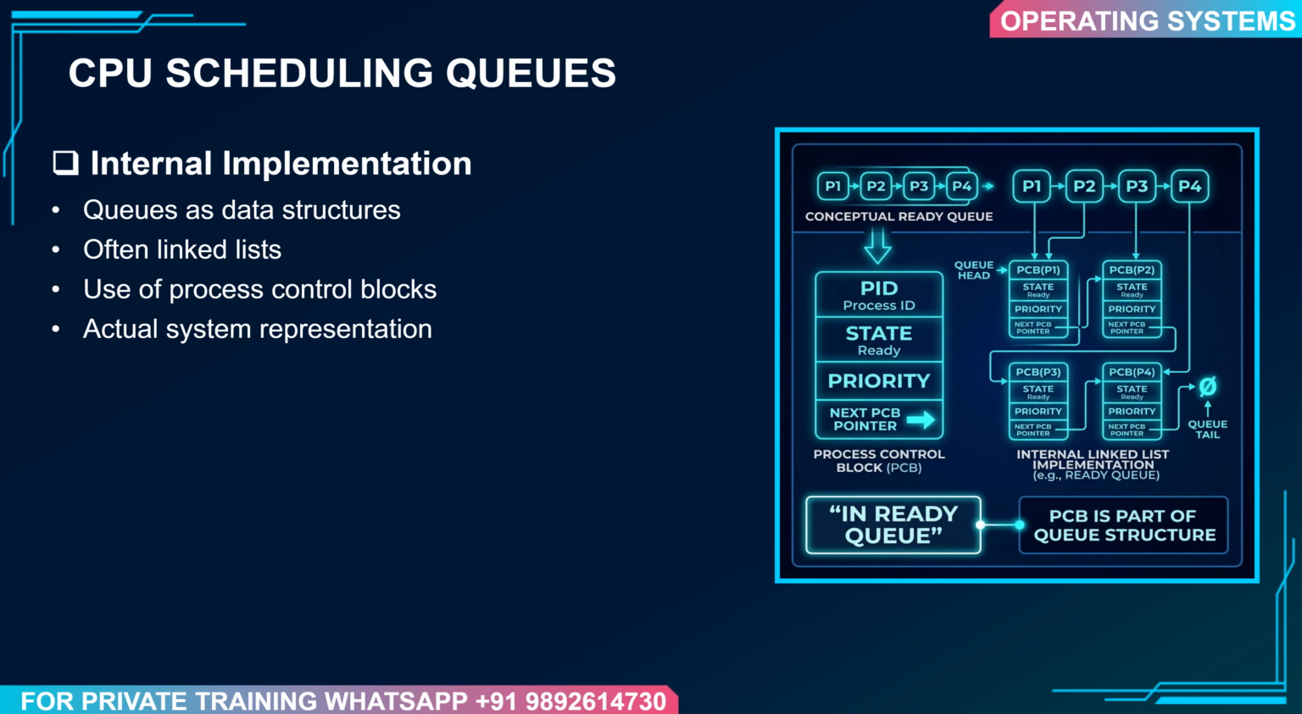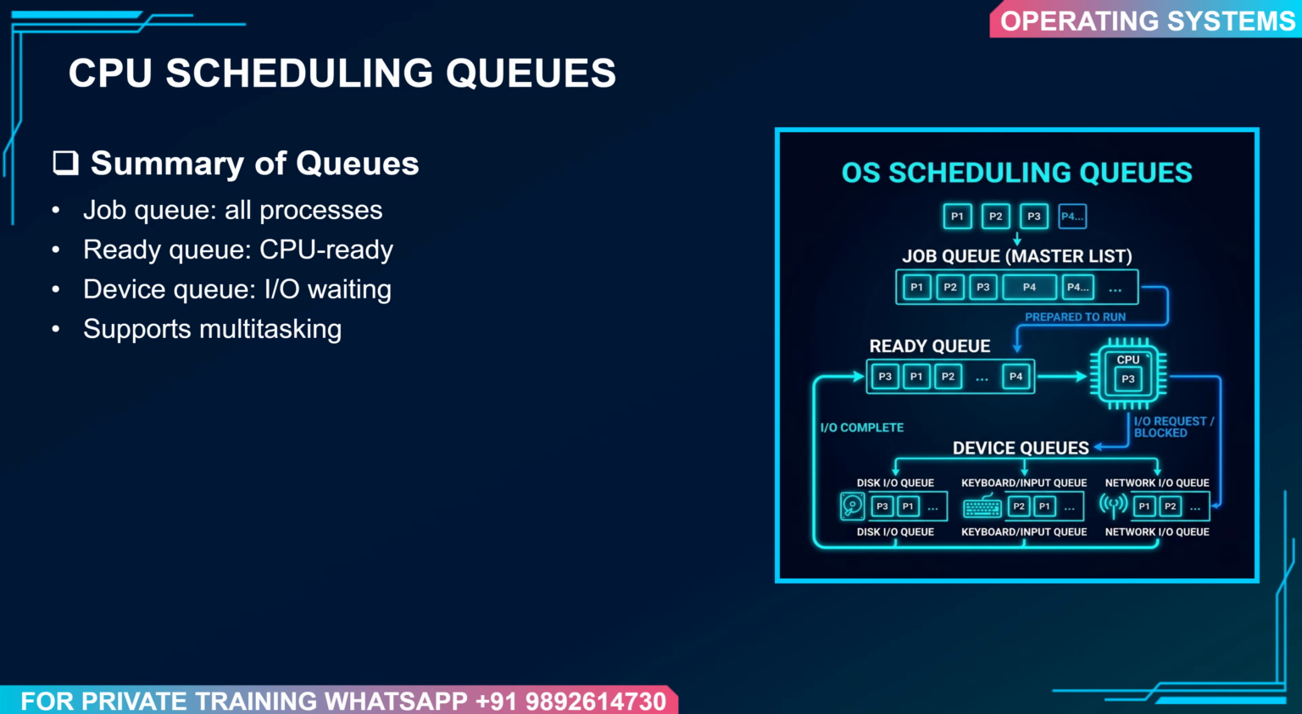One more subtle but important point is that these queues are not just conceptual. Internally, the OS maintains data structures for them, often using linked lists. Each process has a control block, which we discussed earlier, and these blocks are linked together to form queues. So when we say a process is in the ready queue, it literally means its process control block is part of that queue structure.